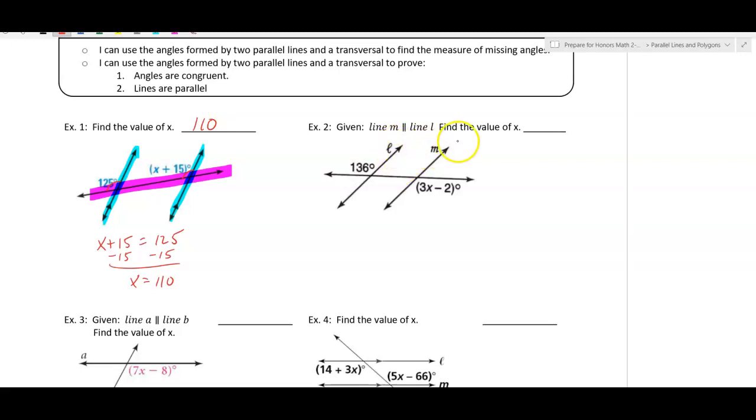Next one, right now we don't know that these lines are parallel, but they want us to find the value of x that makes them parallel. So when I look, the relationship between these angles is they're alternate exterior angles, which we know are congruent. So 3x minus 2 is equal to 136. Now, when I solve for x, 3x equals 138. X is equal to 138 divided by 3. What is that going to be? 46. So x is 46.